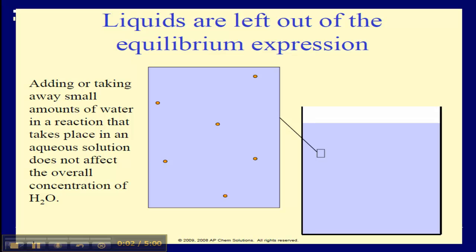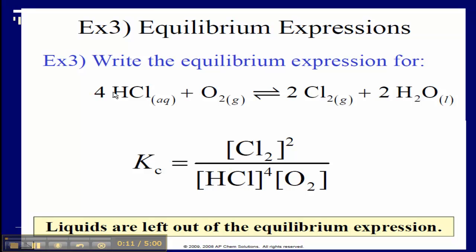We also leave liquids out of the equilibrium expression because adding or taking away small amounts is not going to affect the overall concentration. So in this equation we have aqueous, we have gas, we have liquid. So we're going to leave out the water. All right, so we have Cl2 raised to the 2 over our HCl raised to the 4, that's its coefficient, times O2. So only include aqueous and gas in your equilibrium expression.